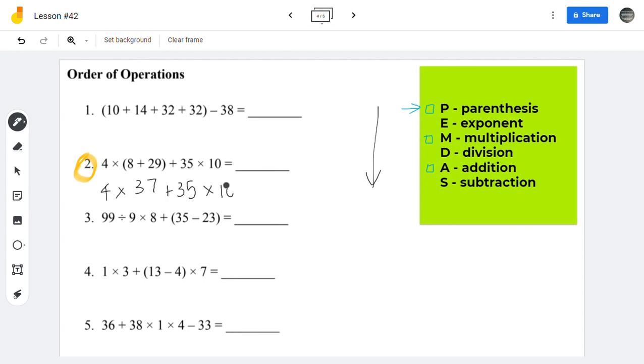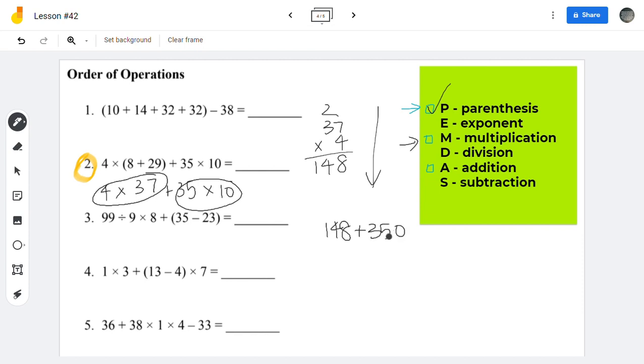Now the next on the list is multiplications, and we're going to do multiplications first. So we have two sets of multiplication, 4 times 37 and 35 times 10. So I'm going to do 37 times 4 first. 7 times 4 is 28. 4 times 3 is 12, 14. So you should end up with 148 plus 350, because 35 times 10 is 350.